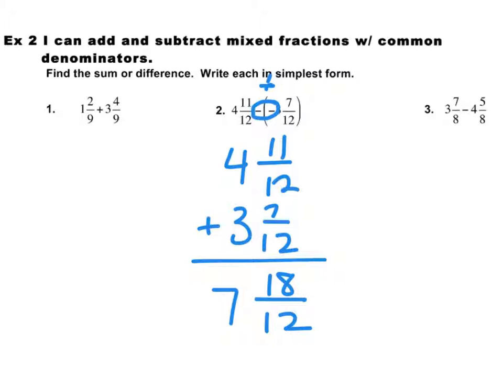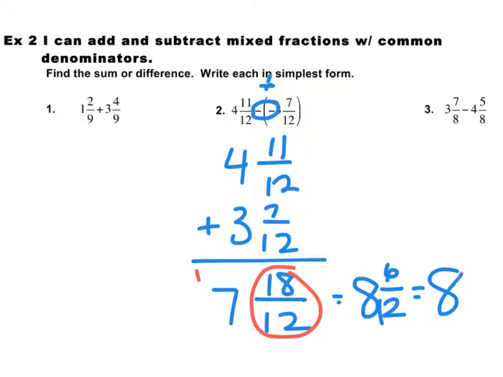Now I'm not going to want to leave it like this because this is an improper fraction. So I'm going to take 18 divided by 12, and I get 1. And so I'm going to carry that 1 over there with my whole number, giving me an 8. And then my remainder is going to be 6 all over 12. Oh, there we go. And now that can be simplified even further. And I'm going to have 8 and 1/2 for my answer.